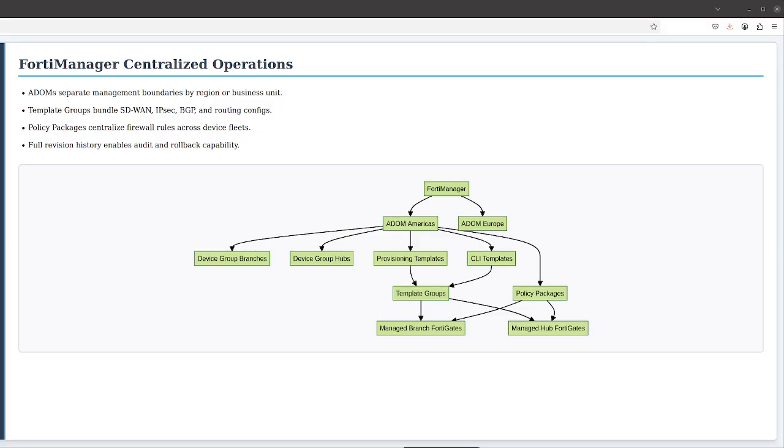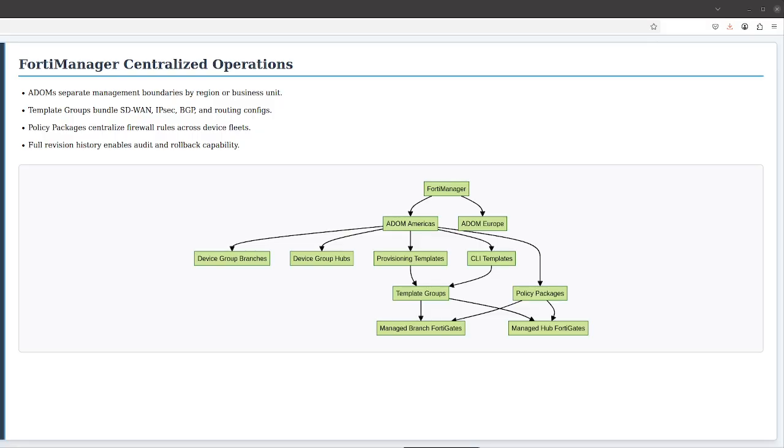The policy packages and provisioning templates reference template groups. A template group is a bundle of templates including SD-WAN template, IPsec template, BGP template, and routing template, all parameterized with variables. When you apply a template group to a device, FortiManager substitutes the variables based on the device's metadata and generates device-specific CLI. The managed FortiGates tier shows the actual branch and hub devices.